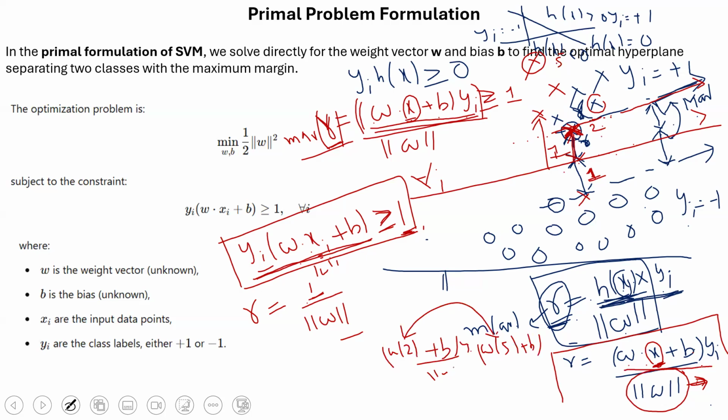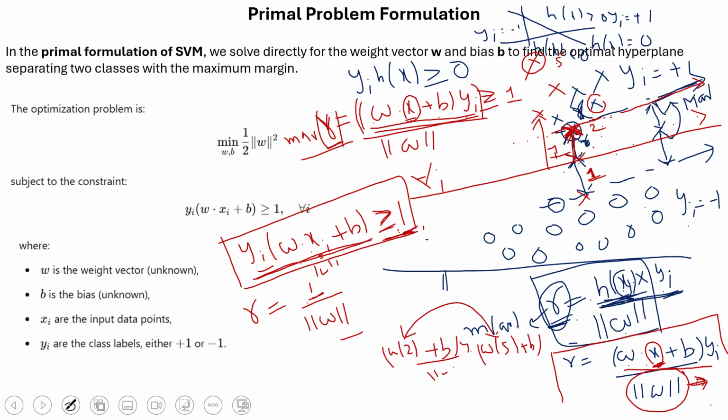Now what I'm saying is that this says we are adding n constraints here. N constraints means n points. For every point, we are adding a constraint, and that constraint says that every point's distance from the hyperplane is greater than or equal to 1. That means only the support vector will have distance 1. Every other point will have distance greater than or equal to 1.